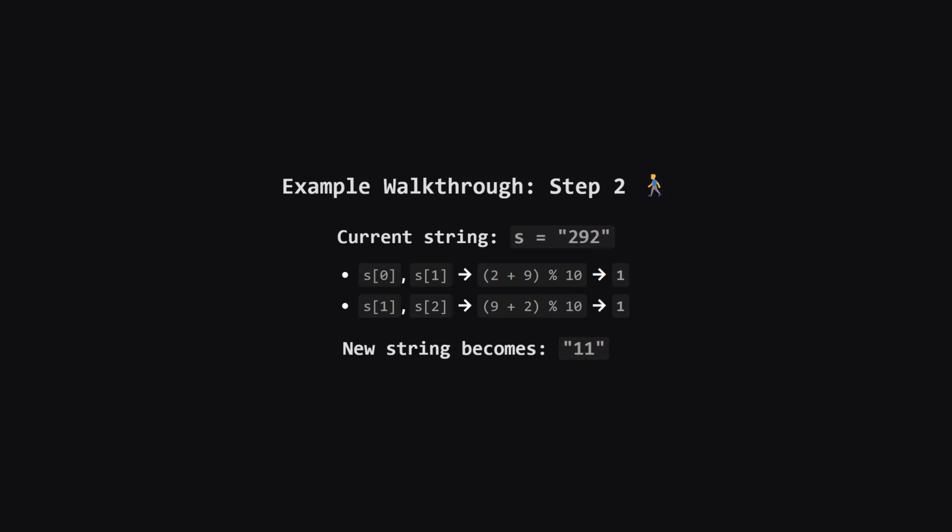Okay, we're not done yet, because 292 still has 3 digits. We need to get it down to 2. So we do the exact same process again. We take the first pair, 2 and 9, that adds up to 11, and modulo 10 gives us 1. Then we take the next pair, 9 and 2, that also adds up to 11, and modulo 10 is also 1. So our new string is 11.